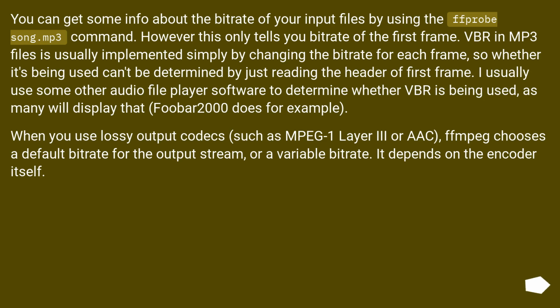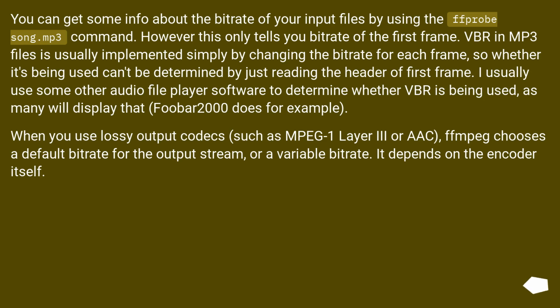You can get some info about the bitrate of your input files by using the ffprobe song.mp3 command. However, this only tells you the bitrate of the first frame. VBR in MP3 files is usually implemented simply by changing the bitrate for each frame, so whether it's being used can't be determined by just reading the header of the first frame. I usually use some other audio file player software to determine whether VBR is being used, as many will display that. foobar2000 does, for example.